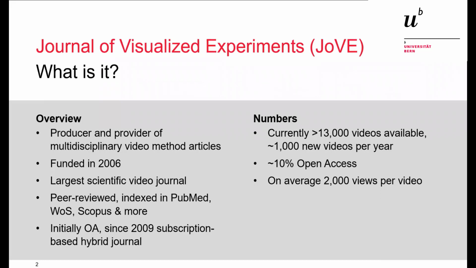The collection of videos available online on JoVE grows rapidly. It's about 1,000 new videos per year. And currently we're at more than 13,000 videos that are available online for subscribers. There is open access content, roughly 10% overall. And on average, each video gets 2,000 views. So I guess this depends a lot on when a video was published and what topic it is about.